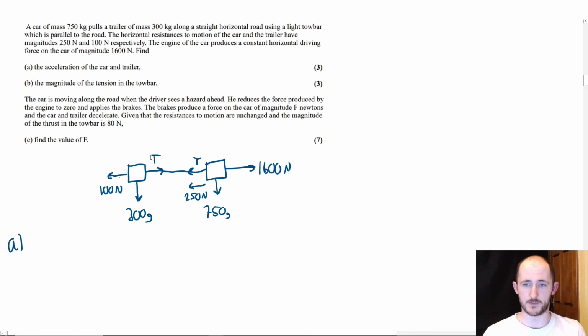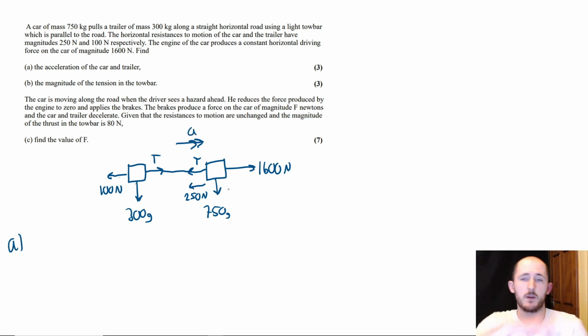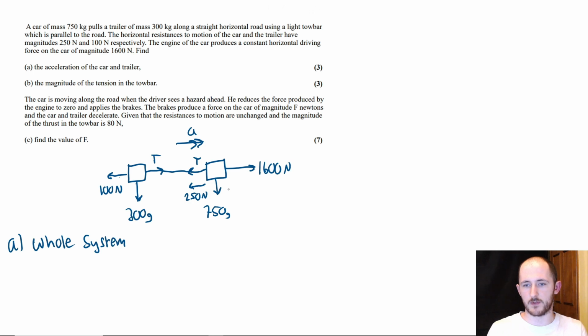The reason why this is useful is I don't know what the tension is, and I also don't know what the acceleration is. And the problem is I'll have two unknowns, which means I'll need two equations, which is a pain in the backside. So instead, I'm going to treat this as one system. So I'm going to write a whole system. Now, you don't have to do this next part, but I'm going to do it just for those of you that have never seen this before, right?